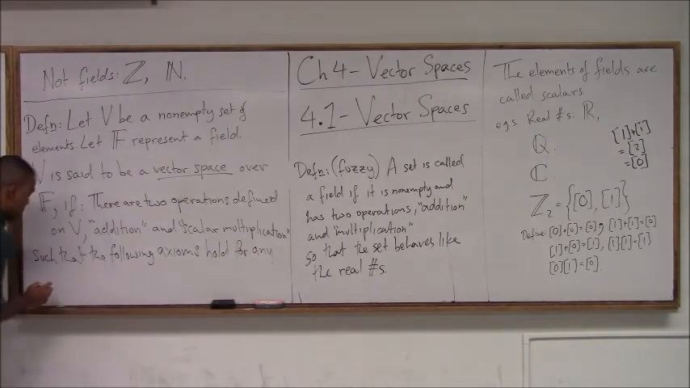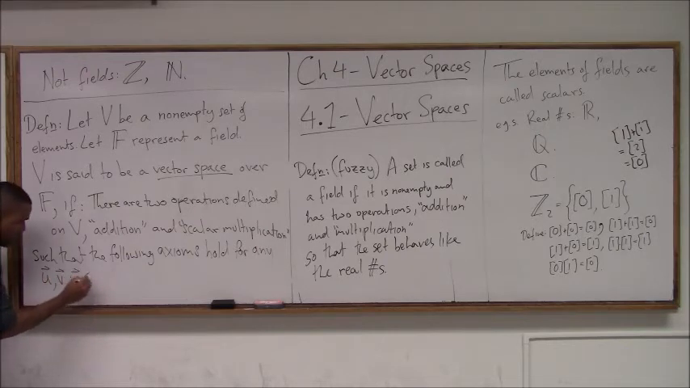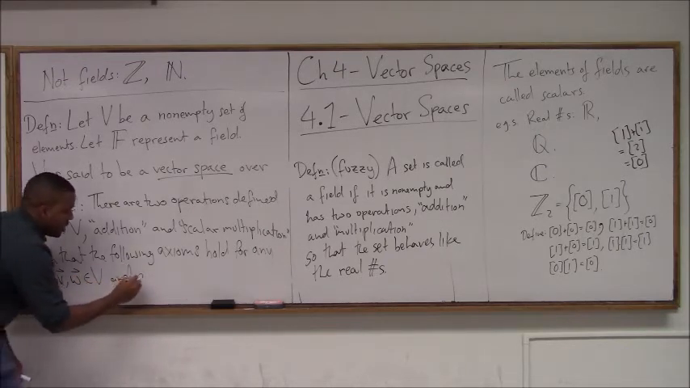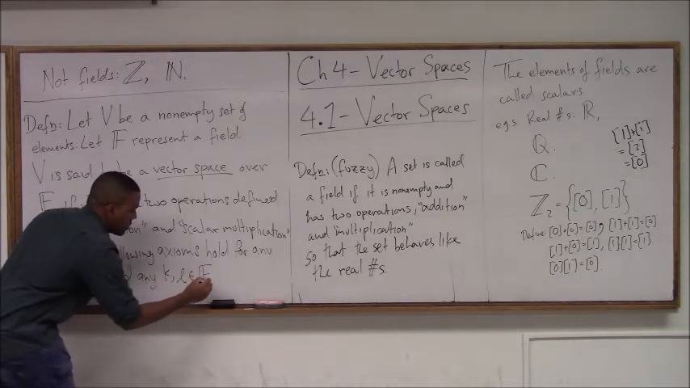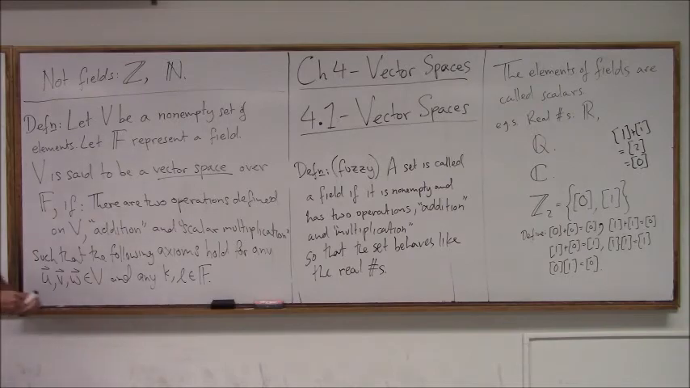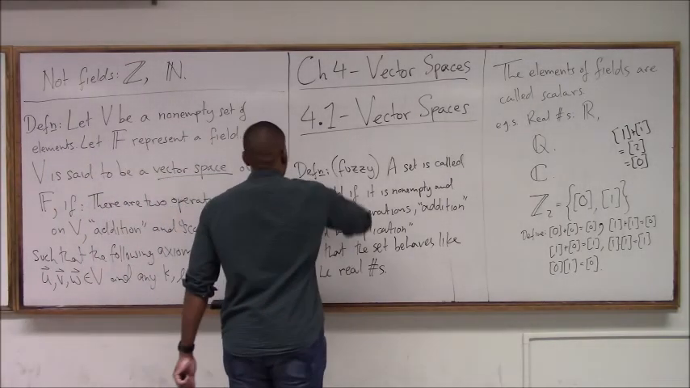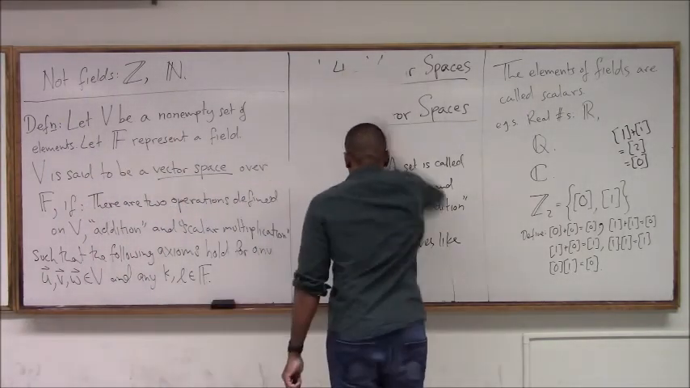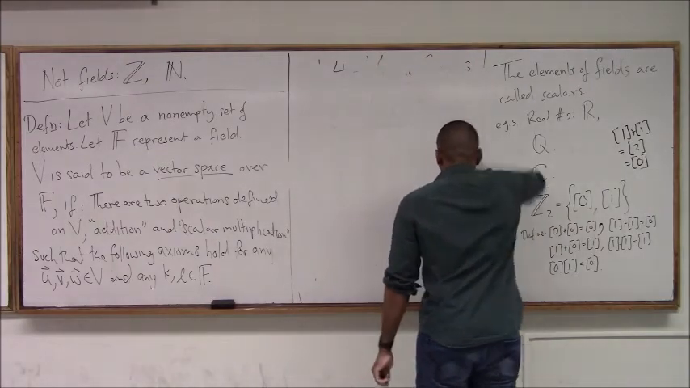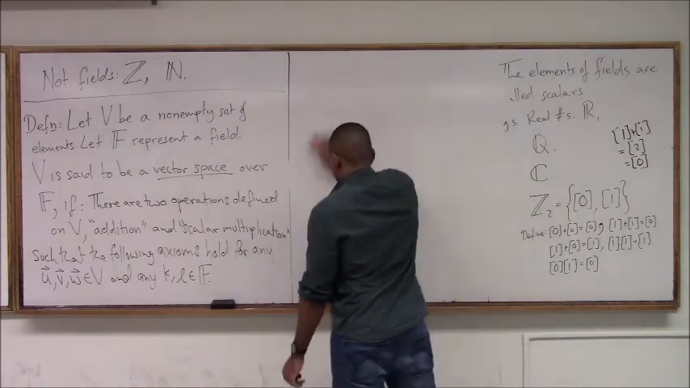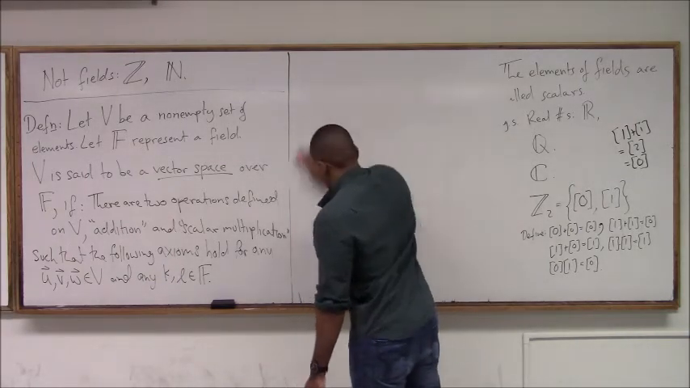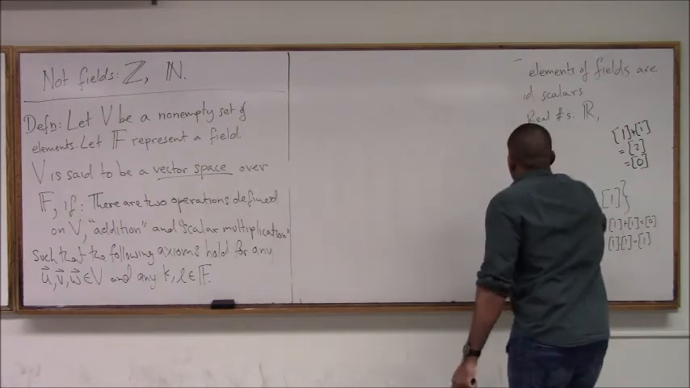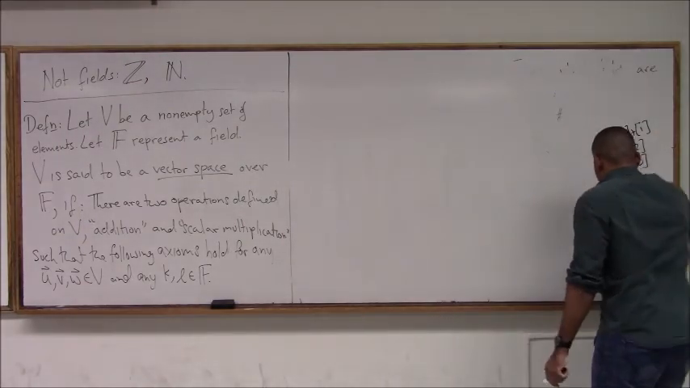For any u, v, w in V and any k, l in the field. Right? So there are 10 things that make up a vector space. If you have a set, you define two operations on it, addition and scalar multiplication, it ends up being a vector space if the following hold.